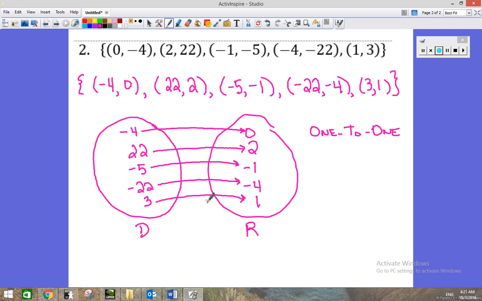And it's only one-to-one functions that have inverse relations that are also functions. So we know that because this original function can be thought of as one-to-one, the inverse is also a function, and it's a one-to-one function as well. So this inverse relation is a function, and they are both one-to-one functions.